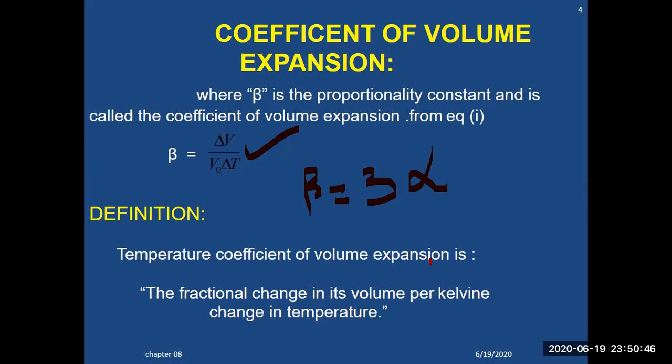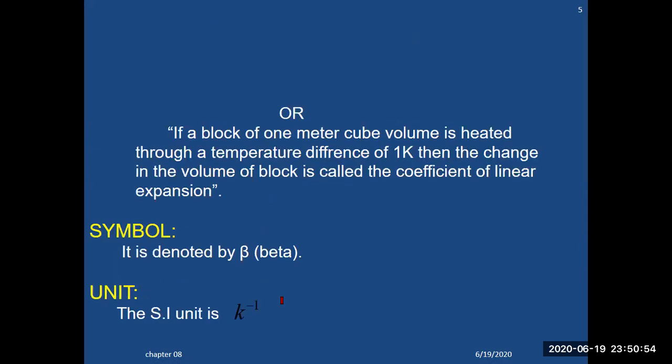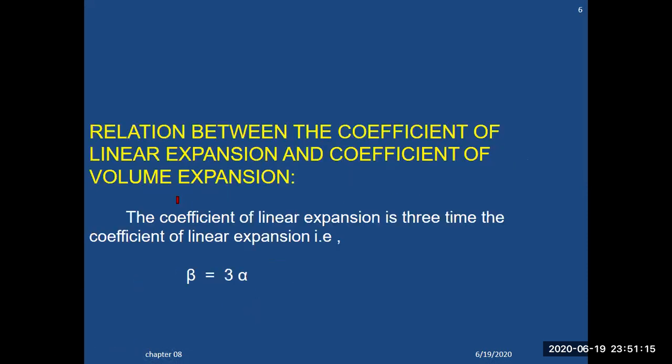The temperature coefficient of volume expansion is the fractional change in its volume per Kelvin change in temperature. So if a block of 1 meter cube volume is heated through a temperature difference of 1 Kelvin, then the change in volume of the block is called the coefficient of volumetric expansion. It is denoted by beta, and its unit is per Kelvin. So the relation between the coefficient of linear expansion and the coefficient of volumetric expansion is beta is equal to 3 alpha. Basically, the volumetric expansion is 3 times the linear expansion.